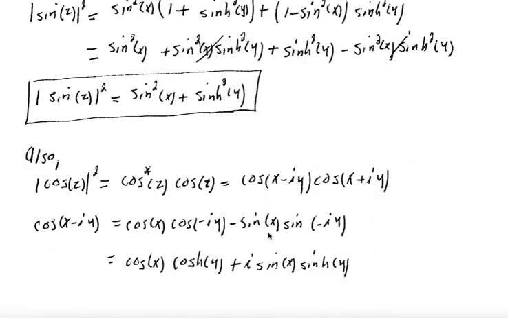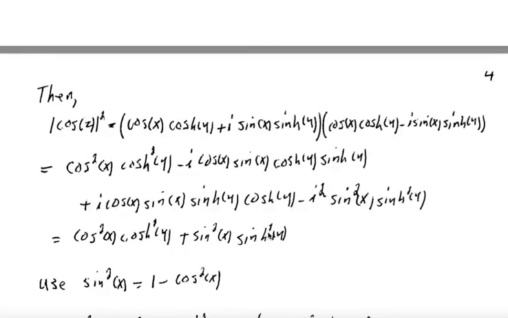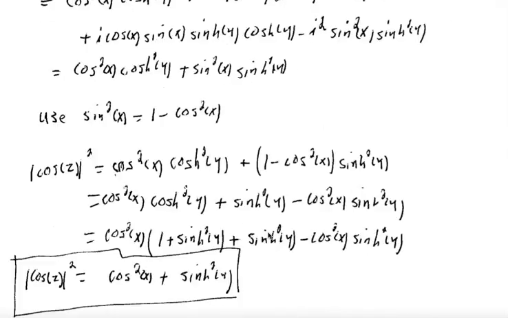Also, a similar expression is gotten when you go through the process to find the absolute value of the cosine of z squared. All right, so you should be able to get these values here and have this turned in as part of your homework.